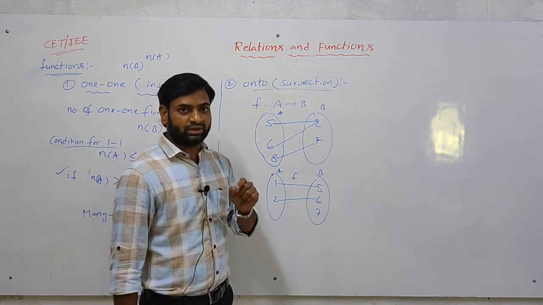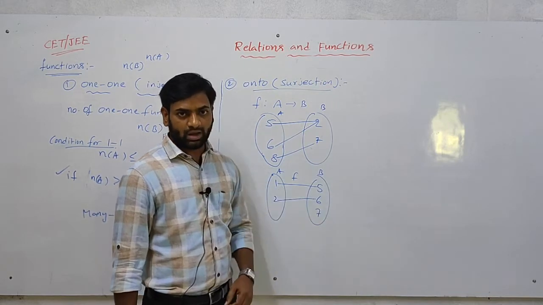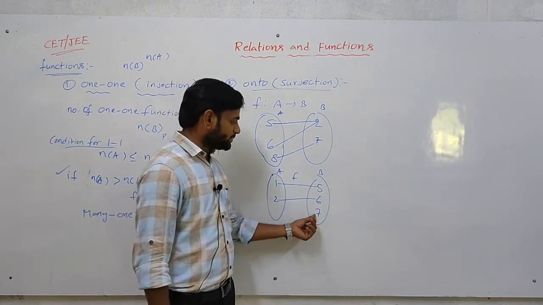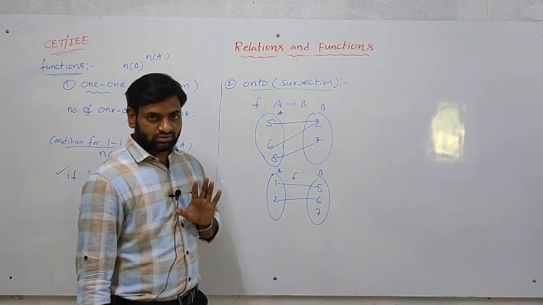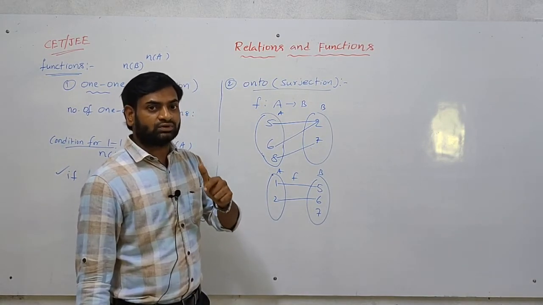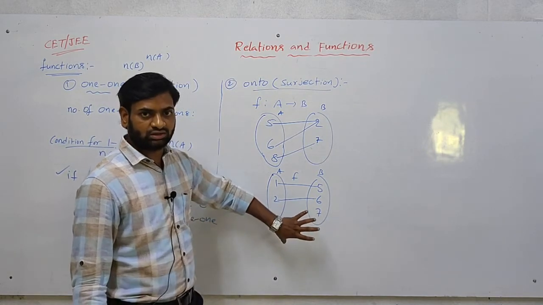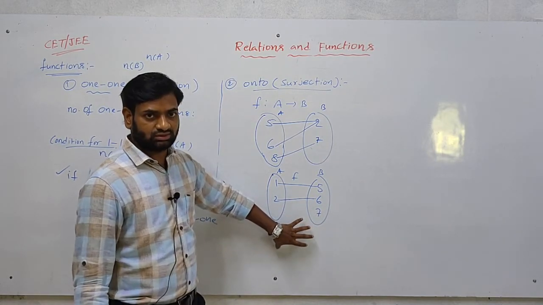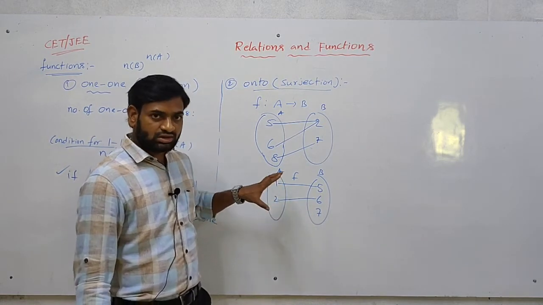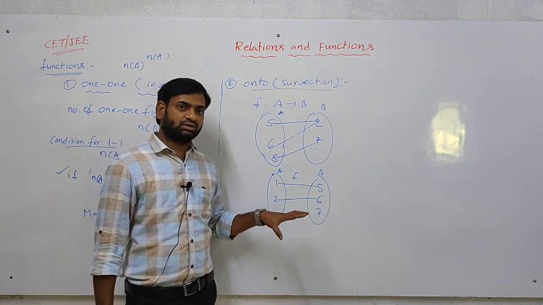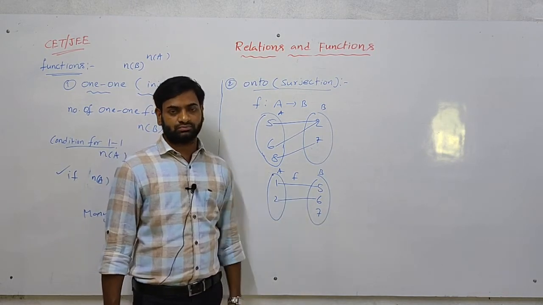So what is the main criterion for onto? Every element of B should have a mapping. But here there is no mapping for 7, so it is not onto, clear. So is it possible to make this one onto? It is not onto because there is no mapping for 7. Is it possible to make this mapping onto?